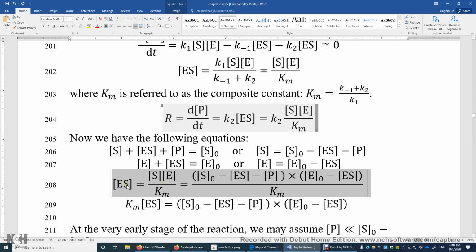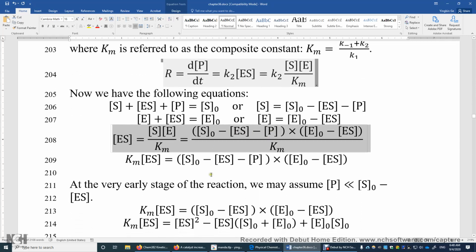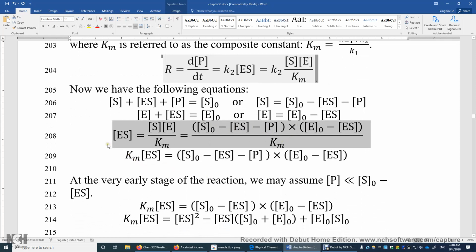If you see an equation that contains three variables, usually it's very difficult to solve. So we are simply trying to reduce the number of variables. Right now, when we replace S and E, how many variables do we have? ES is a variable. P is a variable. But now we have only two variables. Then we multiply both sides by Km, and we have Km ES is equal to this times this. We have only two variables.